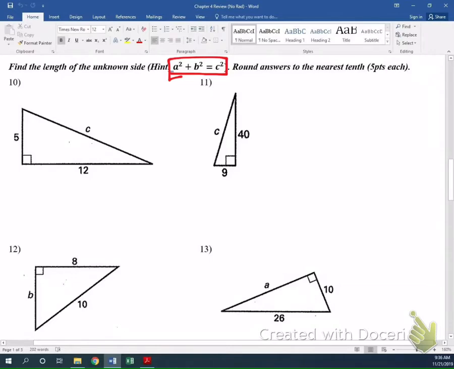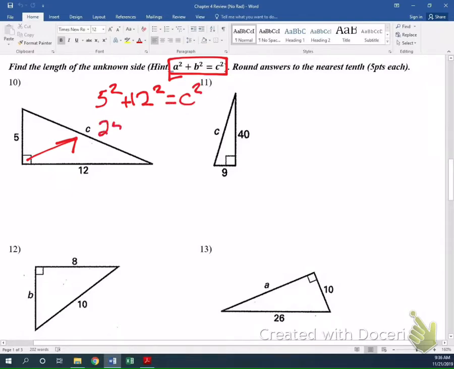Okay, so here I'm giving you the Pythagorean theorem right at the top of the section where you got to use it. So that's a really good indicator of what's going on here. The important part is that you remember that the C is across from the right angle. Okay, so what would my equation look like here? 5 squared plus 12 squared equals c squared.